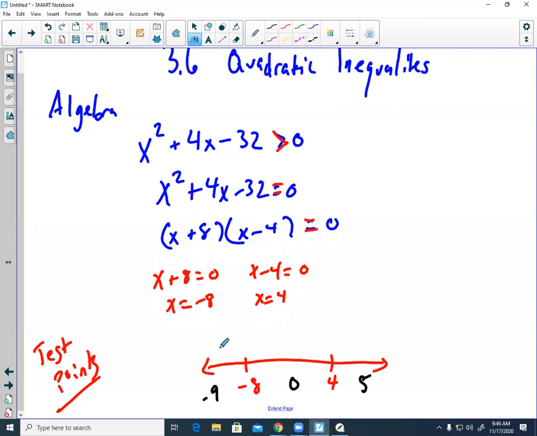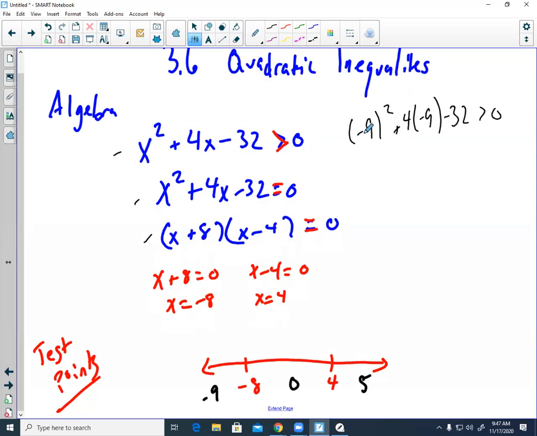So when I plug in negative 9, I can plug them into whatever form of this I want, but it has to be with the greater than 0. Okay? So I'm going to test this number in this equation. I'm going to do negative 9 squared plus 4 times negative 9 minus 32 is greater than 0. I want to see if that is a true statement or a false statement.